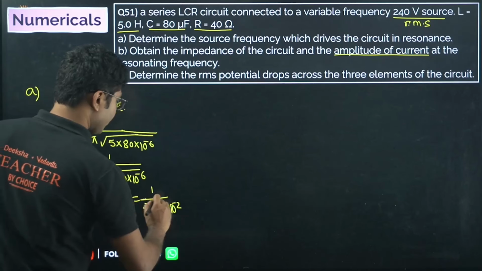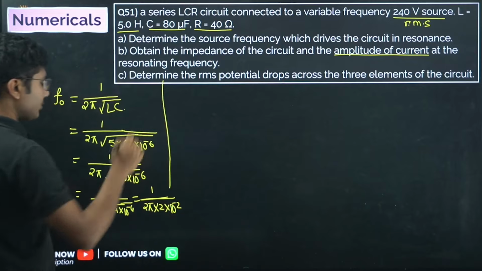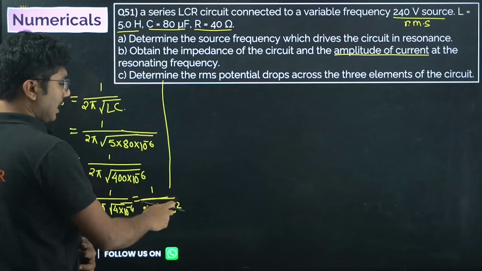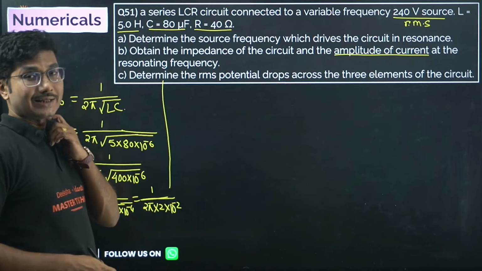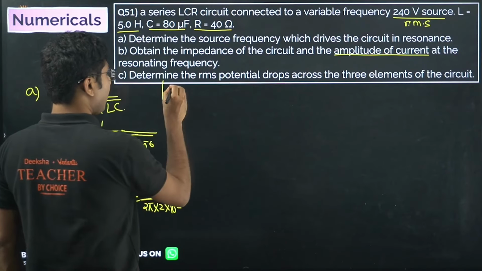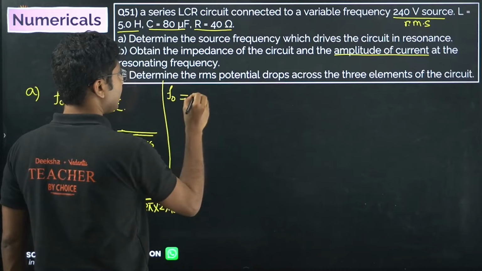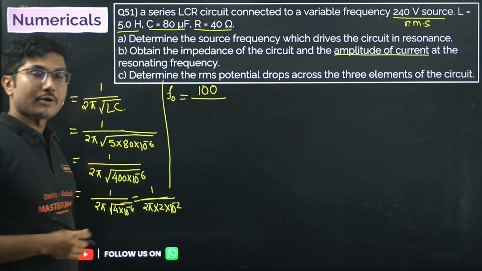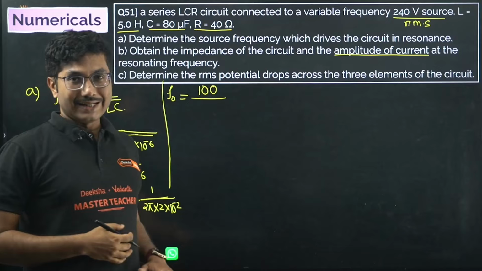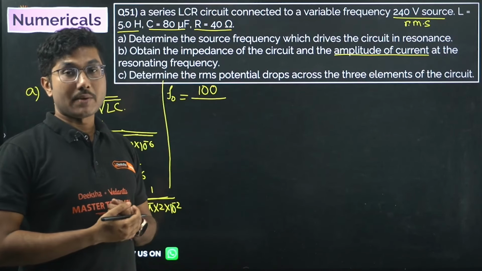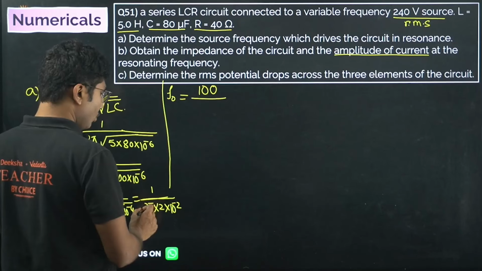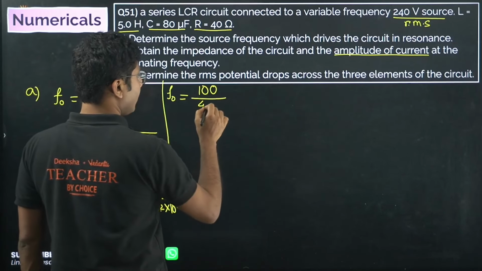Now you have to simplify a little bit more. 2 into 2 is 4 pi, and you have 10 to the power of minus 2 in the division. This 10 to the power of minus 2 will go up and become 10 to the power 2, which means 100. So it is 100 divided by 2 into 2, that is 4 into pi.